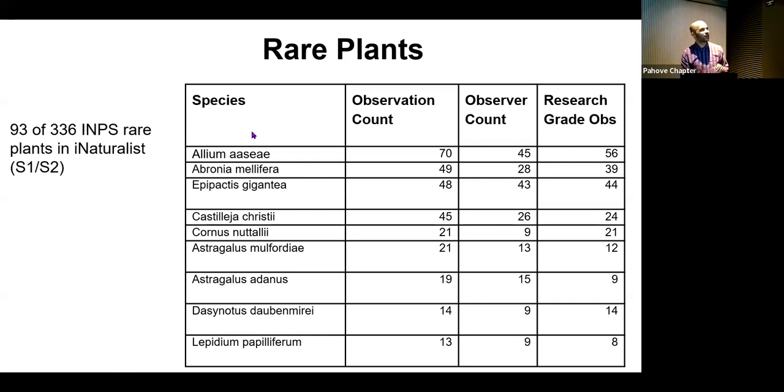So I have a few of the top ones right here, and it's only going down to 13. Of the 93, I think half just have one observation. I didn't take the time to go through and verify all those. Some of them might be misidentifications as well, but I was expecting a very small number, maybe a dozen. So this was actually really interesting to see a lot of rare plants well represented there.